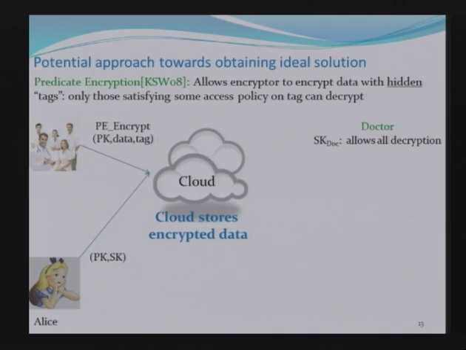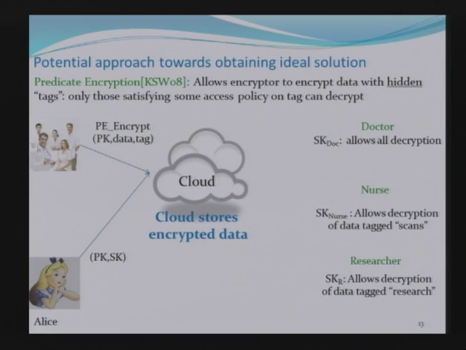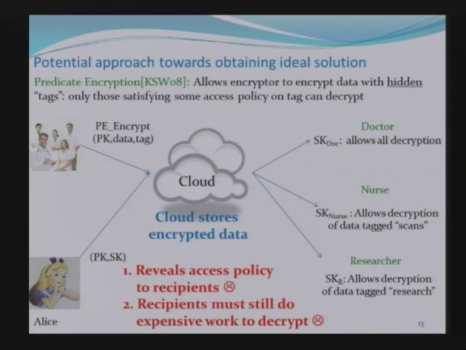So, she'll give the doctor a secret key, SK_Doc, and this SK_Doc will allow decryption of all the data. She will give the nurse a secret key, SK_Nurse, and this SK_Nurse will somehow magically allow the nurse to only decrypt portions that are meant for her, portions that have, for example, the tag scans. And the researcher similarly will receive a key, SK_R, that will allow decryption of data that's tagged research. And predicate encryption allows us to build such cryptosystems. Now what can happen? The cloud can just give all the encrypted data to all these recipients, and the recipient can do the appropriate decryption and learn only the required portions of data.